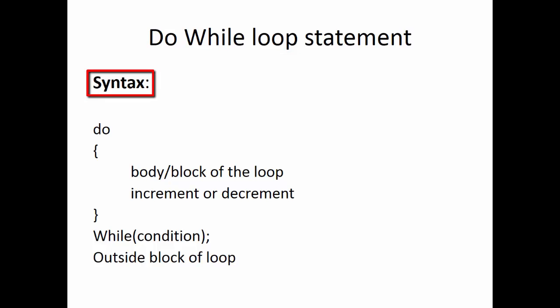Look at the syntax. In do, for the first time the controller will come inside the block and it will print the statement, and the operation will happen, whatever we write inside the block. For the second time, at the end section, it will check the condition. If the condition is true, it will come again inside the block and the code will be executed. If the condition becomes false, then the inside block will be terminated and the controller will come outside the block.